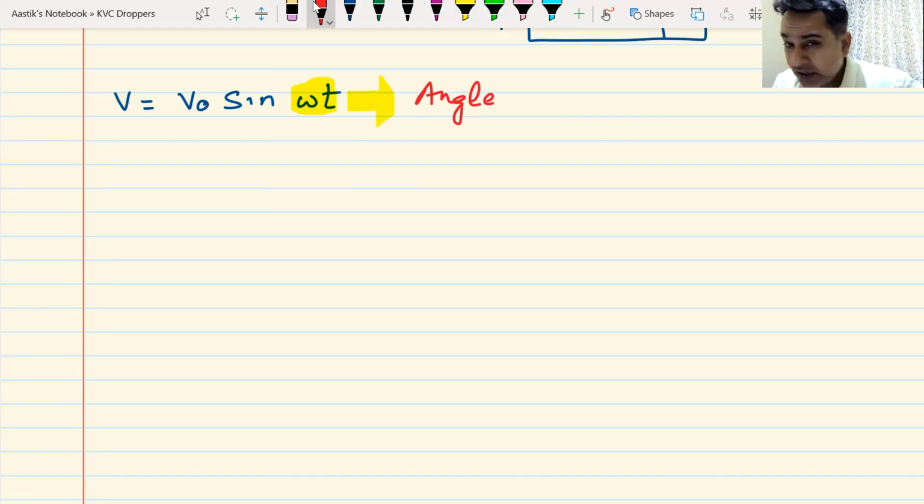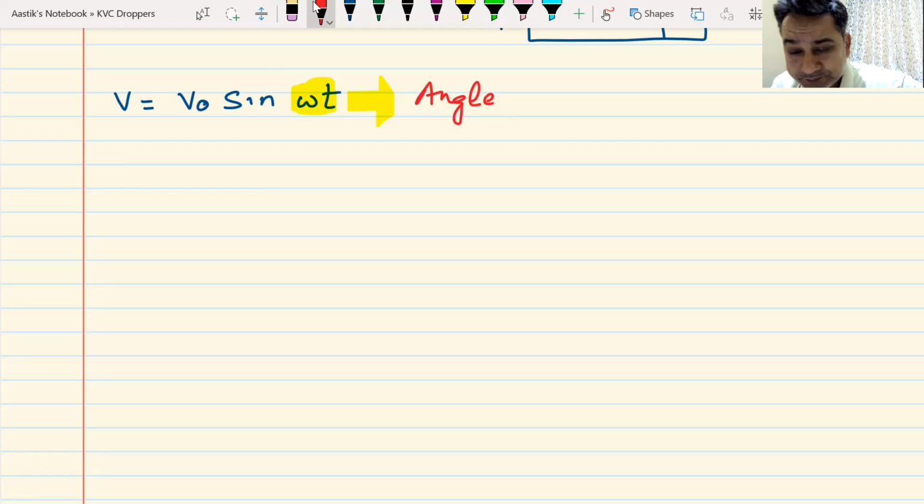This is an angle. Now, with different angles, the value of V will change. Yes or no? Yes, sir. If I put this angle as 0, the answer is 0. If I put this angle as 30 degrees, the answer is V naught by 2. If I put this angle as 45 degrees, it is V naught by root 2. If it is 60 degrees, it is root 3 V naught by 2. Do we understand this?